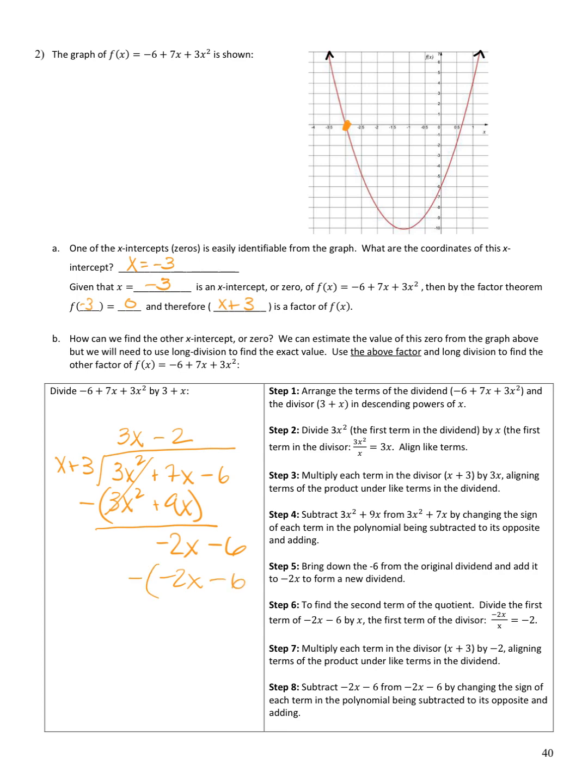And we subtract. Negative 2x minus negative 2x is 0. Negative 6 minus negative 6 is 0. So I have found the other factor, 3x minus 2. So 3x squared plus 7x minus 6 can be factored as x plus 3 times 3x minus 2. And you can check with a quick FOIL.